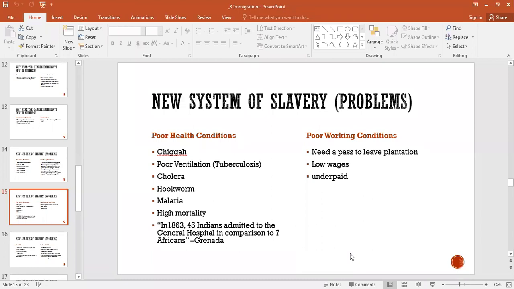And so in 1863, in one hospital alone, 45 Indians were admitted compared to 7 Africans. So the Indians were suffering more from the poor health conditions than the Africans in Grenada at this time. And it is the same thing for Jamaica, the same thing for British Guiana, the same thing for Trinidad.